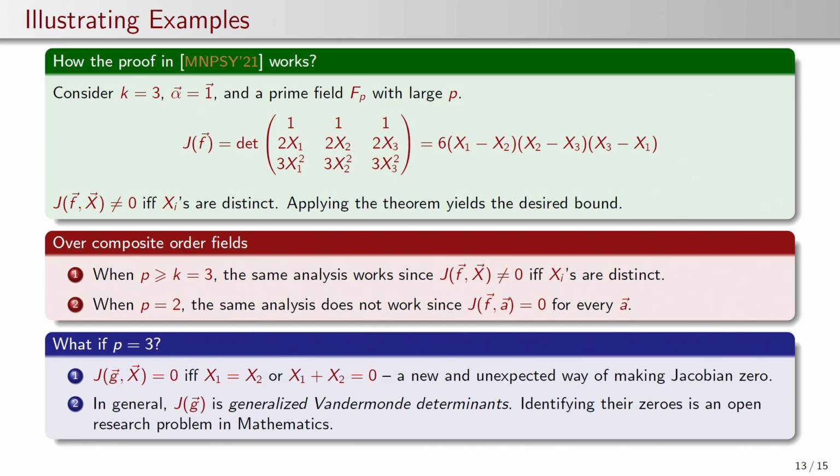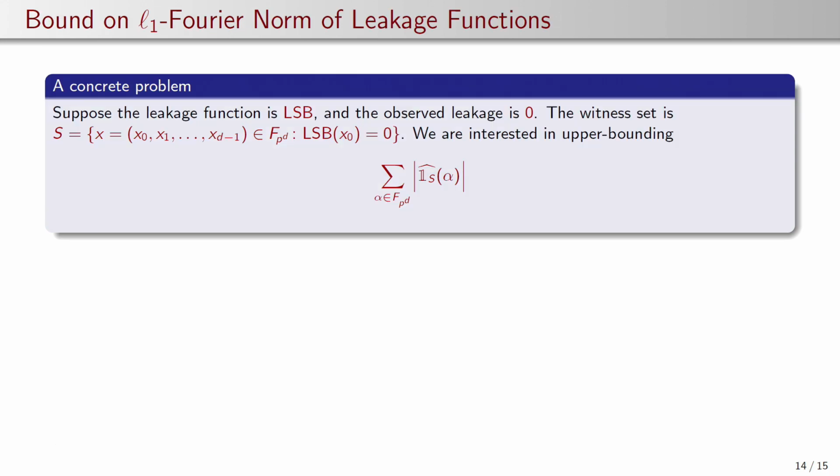And how does our work overcome this? We do not identify exactly all the zeros. We just want to have an upper bound on this. And we managed to prove an upper bound for this. And that suffices for our proof. And in the proof, we also bound the L1 Fourier norm of the leakage functions.